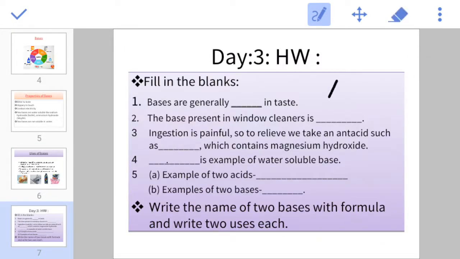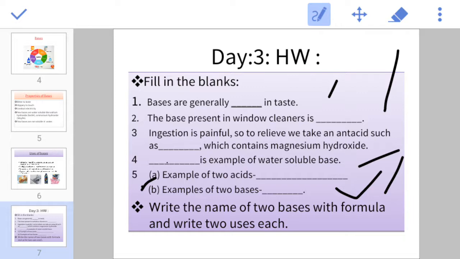Next is the homework. Bases are generally dash. In test base cleaner, you have to write the window cleaner and the base present, it is the dash. Indigestion is painful, so we get relief by using dash, and it is magnesium hydroxide. But what do we call this? And number 4, dash is an example of a water soluble base. You have to write an example of a base here, and in part A write the names of 2 acids with formula. Keep in mind, also learn the formula. Examples of 2 acids, 2 bases: write the formula and the name of the bases, and write 2 uses each.